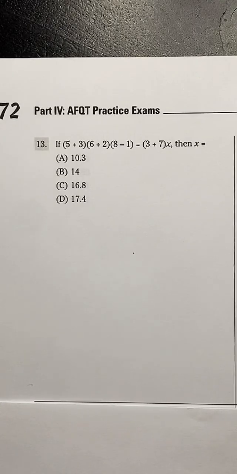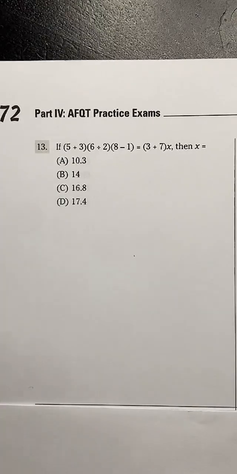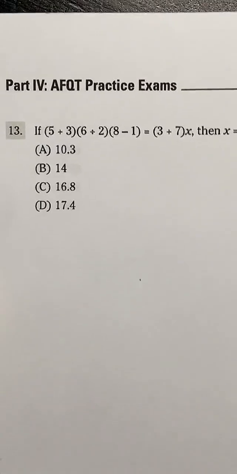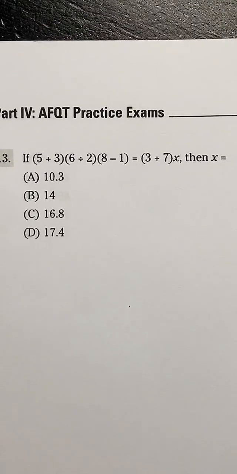Now, let me zoom in a little bit more because sometimes the plus signs look like division signs, but it's okay. So (5 plus 3) times (6 divided by 2) times (8 minus 1) equals (3 plus 7) times x. They want to know what x equals. Is your answer A, 10.3, B, 14, C, 16.8, or D, 17.4?